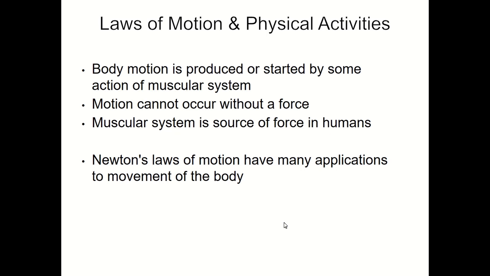So body motion is produced or started by some action of the muscular system, right? And motion cannot occur without a force. So the muscular system is a source of force in humans, right? That's how we generate force, via our muscles. And when we generate that force via our muscles, we actually produce movement. Things happen, right? Our arm moves, our leg moves, our head moves.